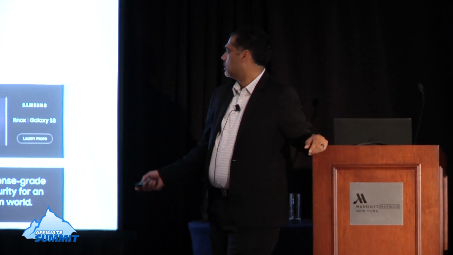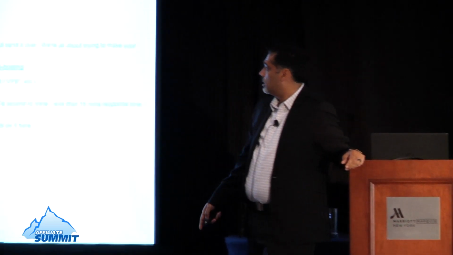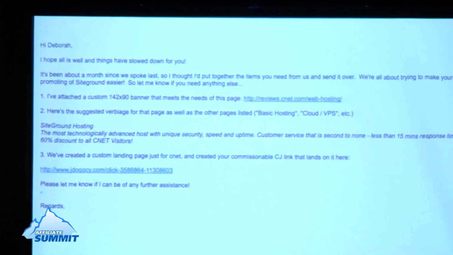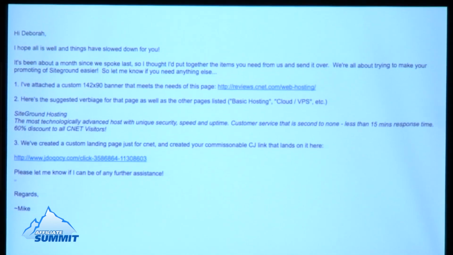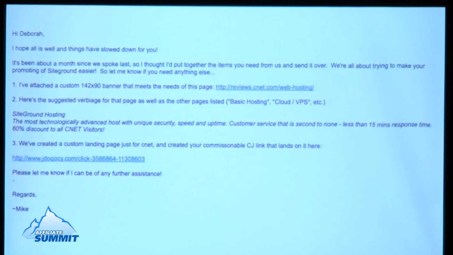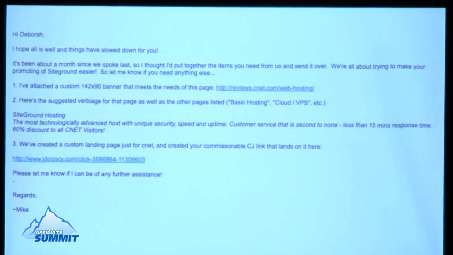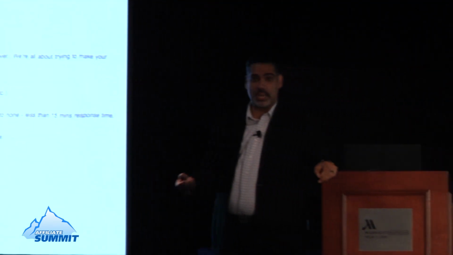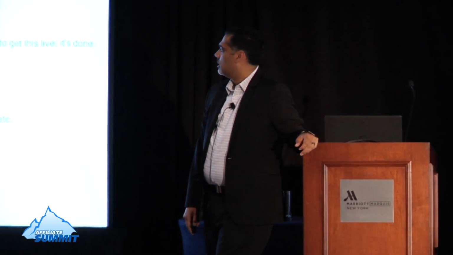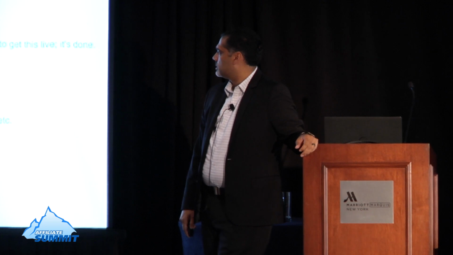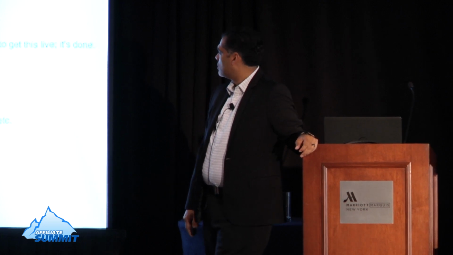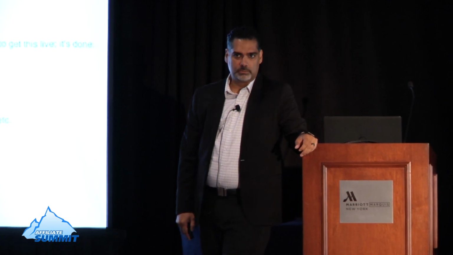That's what you need. So I said, hi, I hope she was busy. That's why I said things have slowed down for you. I basically said, here's the logo. Here's the suggested verbiage. Here's the offer that we're getting for you exclusive to CNET. Here's your exact link that all you need to do is copy and paste and put on your site. Her reply: hi, actually things have gotten busier, but your email made it so much easier to get this live, it's done. That was her reply to my email.